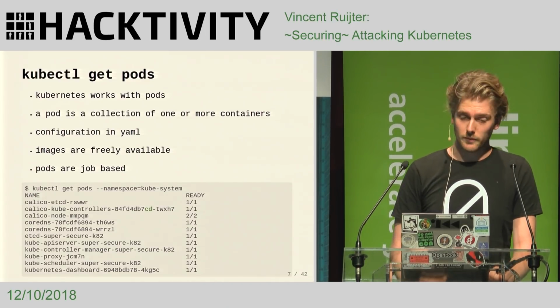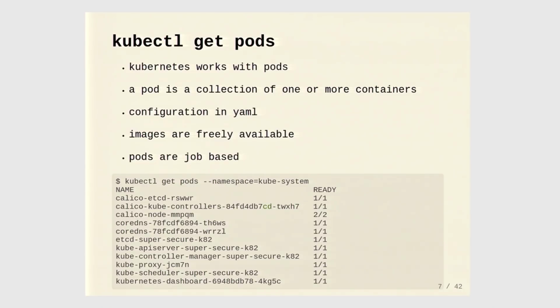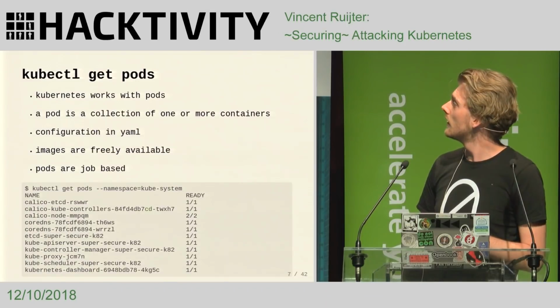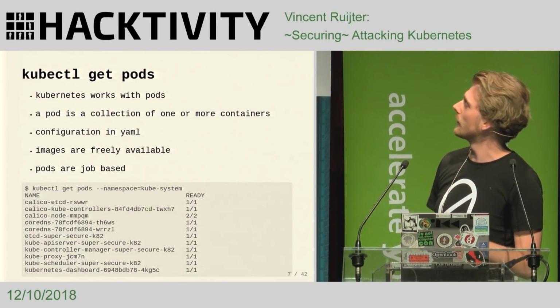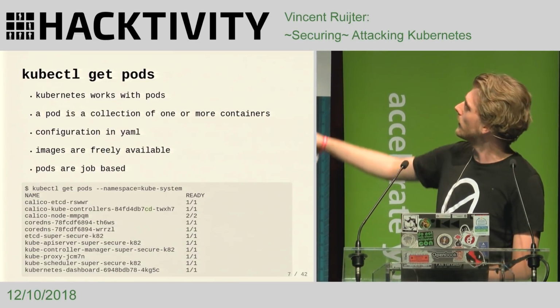So Kubernetes works with pods. A pod is a collection of containers that serve a specific purpose. So you can have a pod as a web server that will keep running, but you can also have pods for microservices that are expendable the moment the job is finished. Images are freely available, and they can be the same as Docker images, and the configuration is mainly written in YAML. Here's an example of listing all the pods in the namespace kube-system.